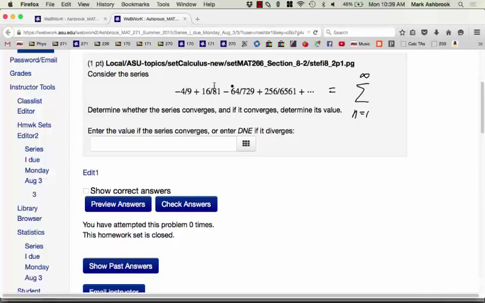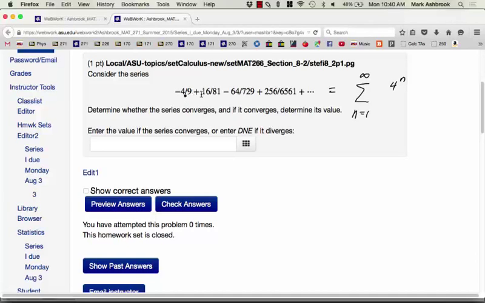4, 16, 64, 256. 2 to the n. He wants 2 to the n. 4 to the n, even better. Okay, we're just looking at the numerator. 4 to the n. Yeah, so it looks just like 4 to the n. So we want negative 4 to the n too.